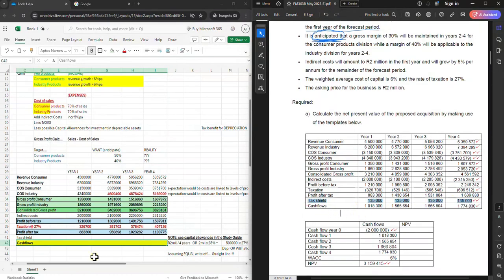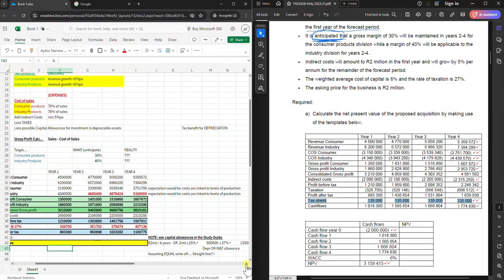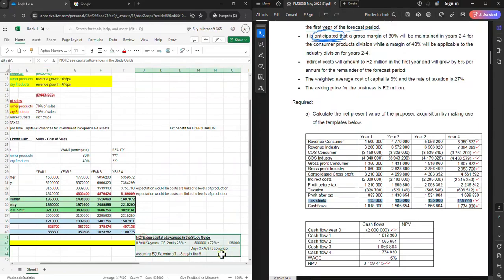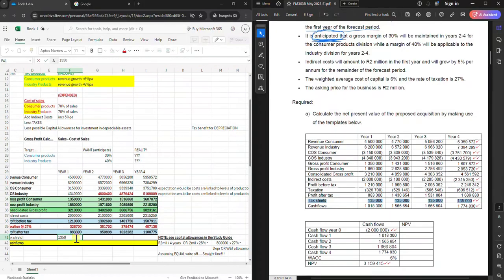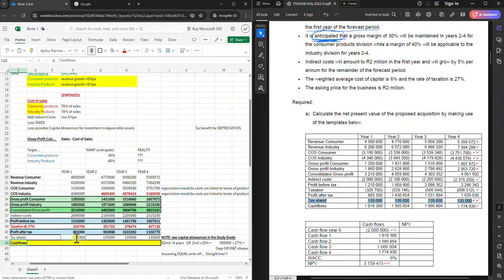So the calculation would be 2 mil divided by the number of years. In this case, you're assuming straight line. That's why you divide it by 4, 25%. But again, you can have accelerated depreciation. That's why I'm saying make sure you understand what a capital allowance is. All right, so the 135 will stay there, assuming it's the same straight line. And then just add the tax shield, which is the tax benefit, basically.